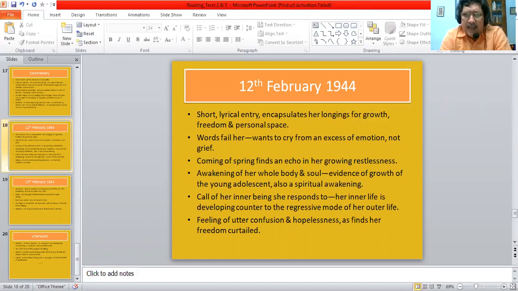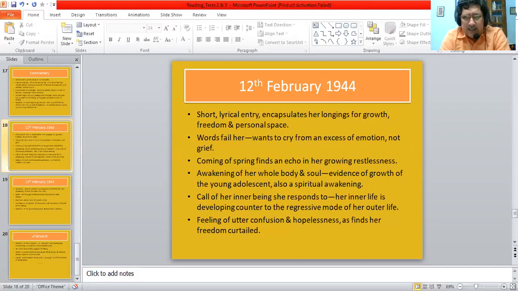It's a short and lyrical entry and encapsulates her longings for growth, freedom, and personal space. Words fail her. She wants to cry from an excess of emotion, not grief. The coming of the spring finds an echo in her growing restlessness. We have the awakening of a whole body and soul and the evidence of the growth of a young adolescent.